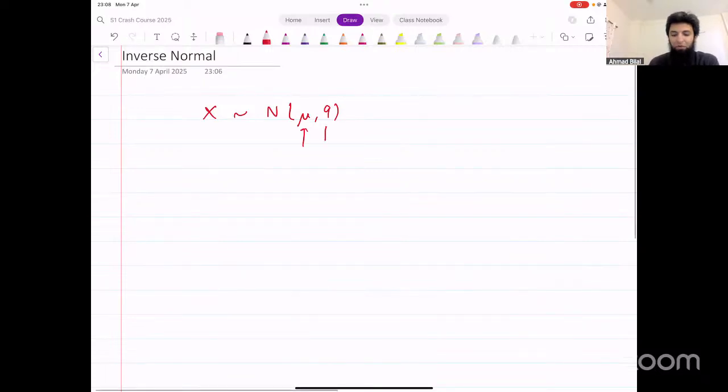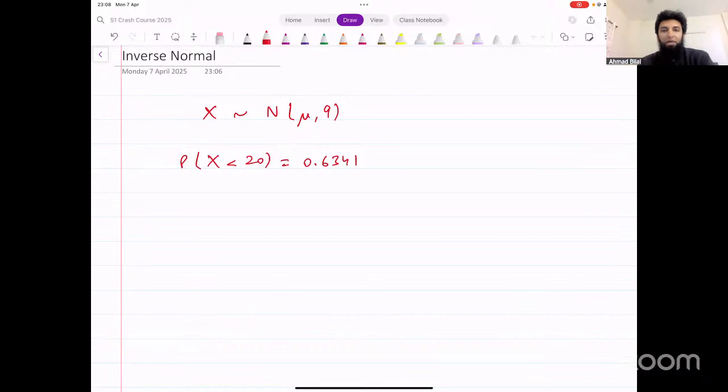Okay, now, if you have a variable x that is normally distributed with mean mu and variance 9, and they tell you, given that probability that x, the variable, is less than 20, that is equal to some value. Let's say it's equal to 0.6341. You are given a probability value. Using this, you want to figure out the value for mu.